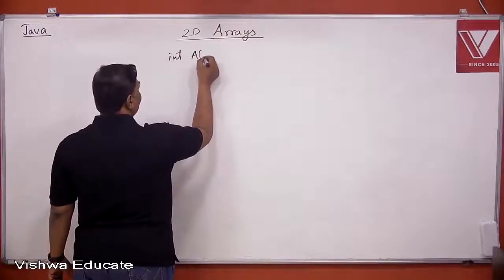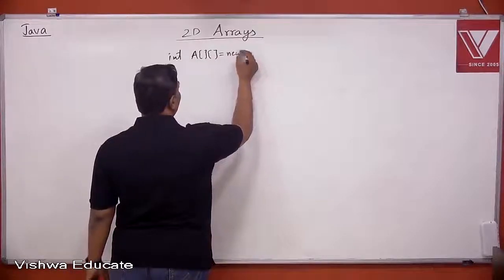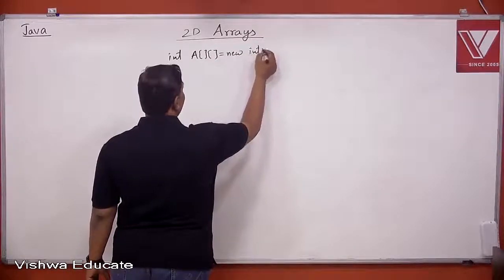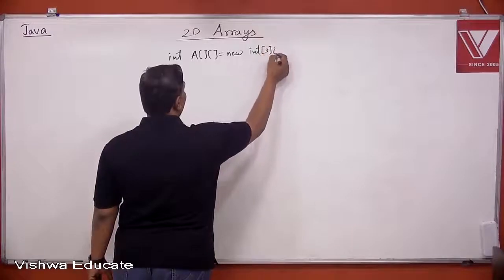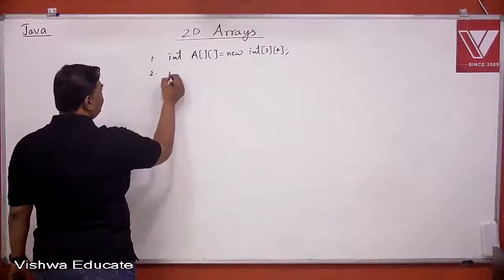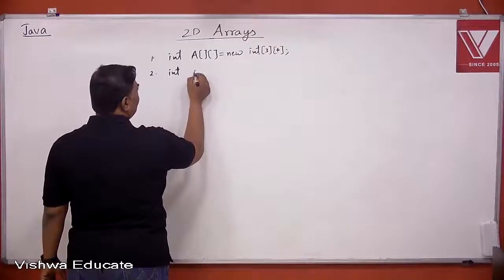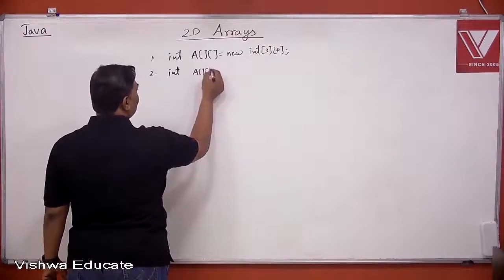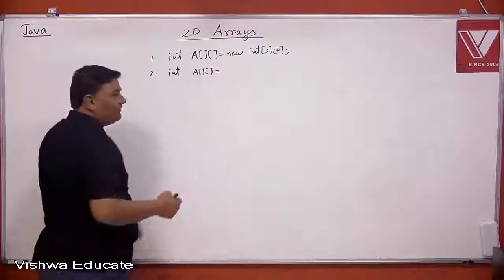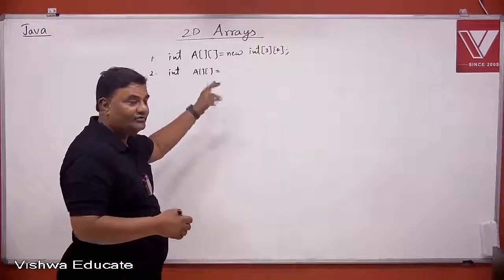int a[][] = new int[3][4]. This is one method of creating an array. First method. Second method: int a[][], I want to directly initialize the values. That was just creation. I want to initialize the values.